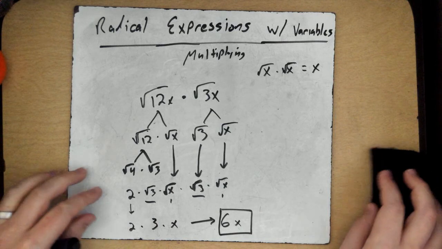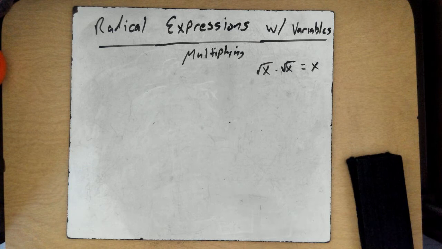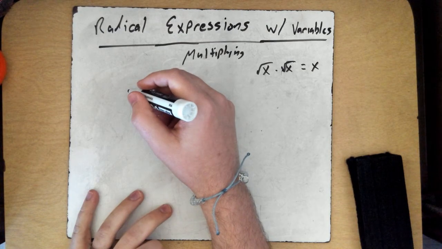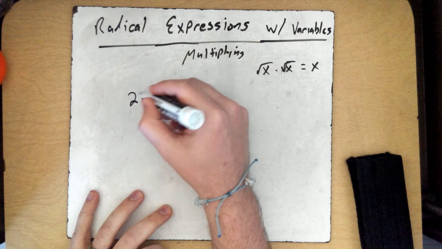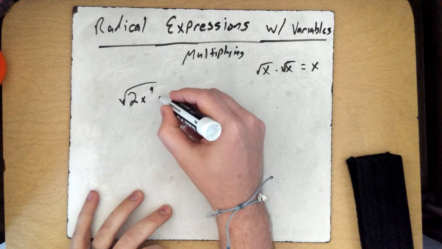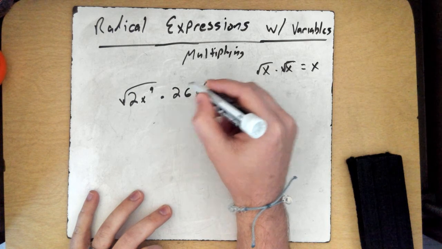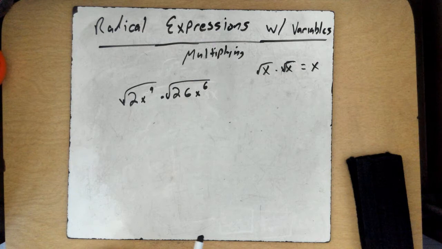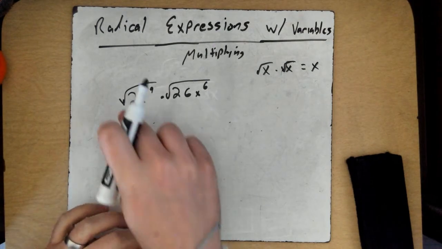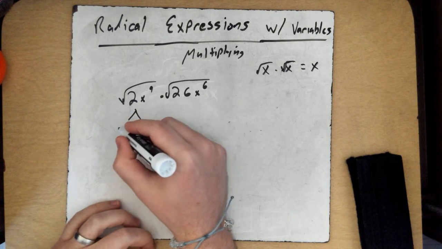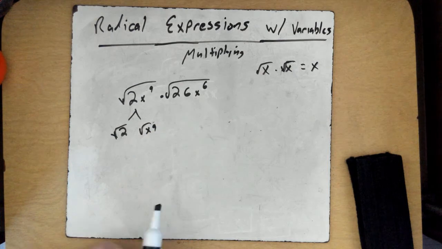Let's do one more. Let's do 2 square root of x to the 9th times 26 square root of x to the 6th. Okay? Alright, a lot going on here. Break it down. Start with the left side. Numbers and letters, right? Breaking it down. Square root of 2, square root of x to the 9th. Okay?